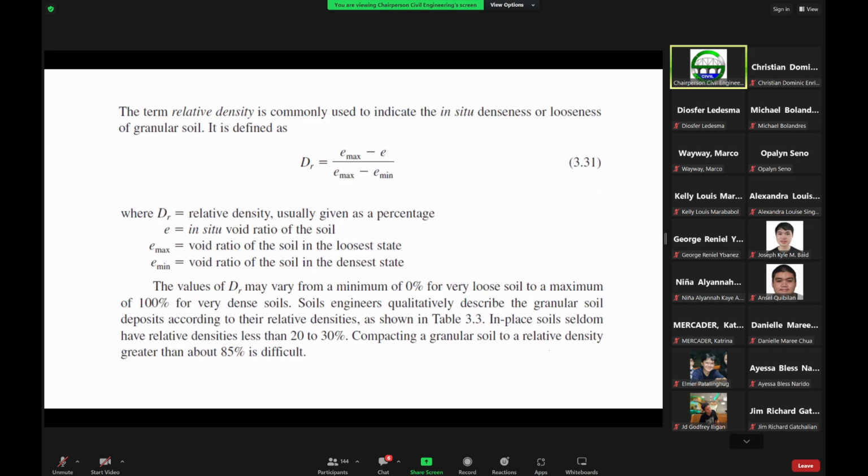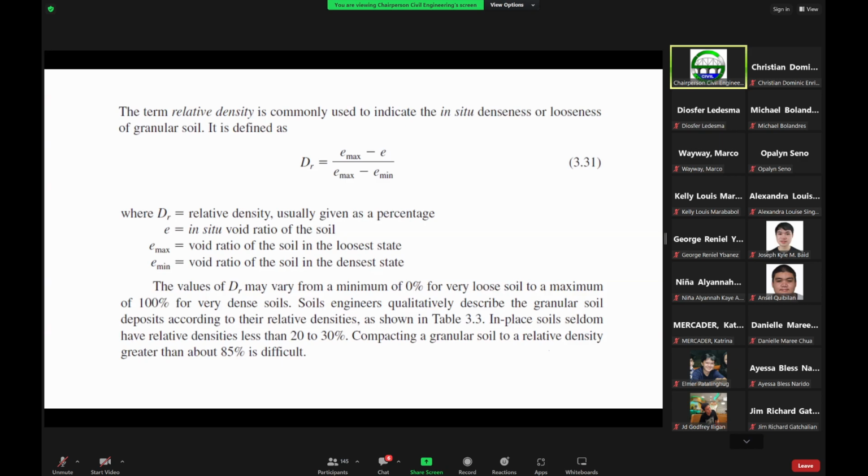Okay, so here we now have also the term which we call relative density. The relative density is commonly used to indicate the in situ, the on-site condition. In situ means the condition on site. So that indicates the in situ denseness or looseness of the granular soil material.